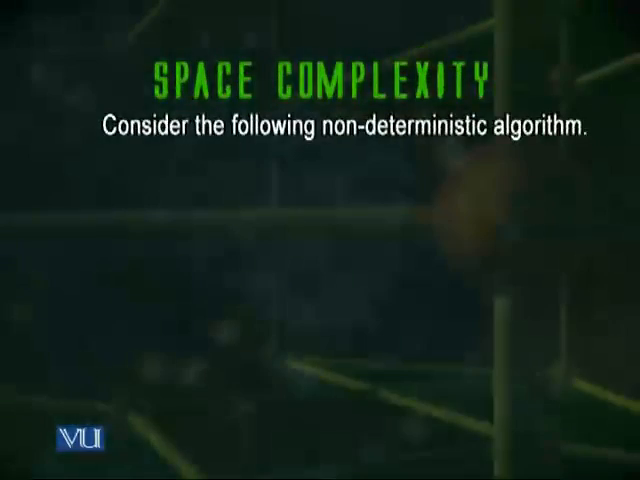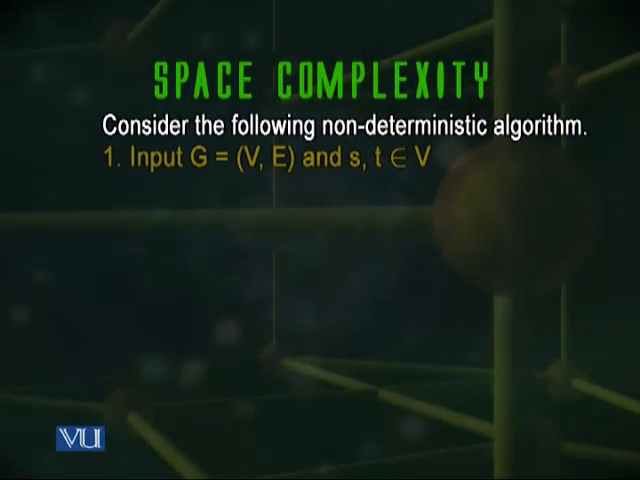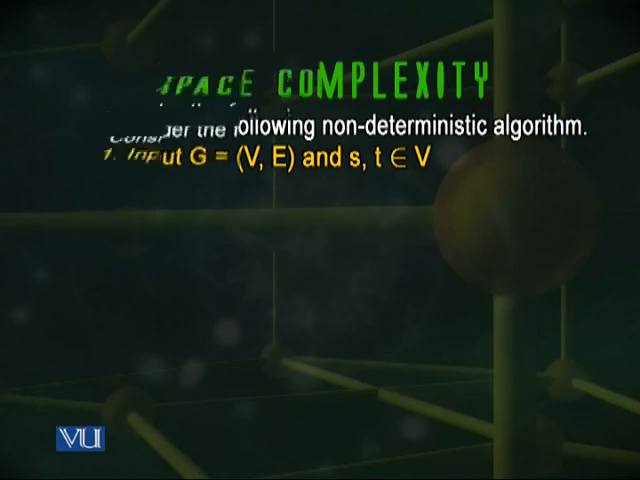Remember, we have only order log n space, where n is the number of vertices in the graph. So we cannot afford to remember a whole path. So let's look at this new idea which saves space and does the same thing. Let's consider the following non-deterministic algorithm. The input to this algorithm is going to be a graph and two special vertices, source and target vertices in the graph.